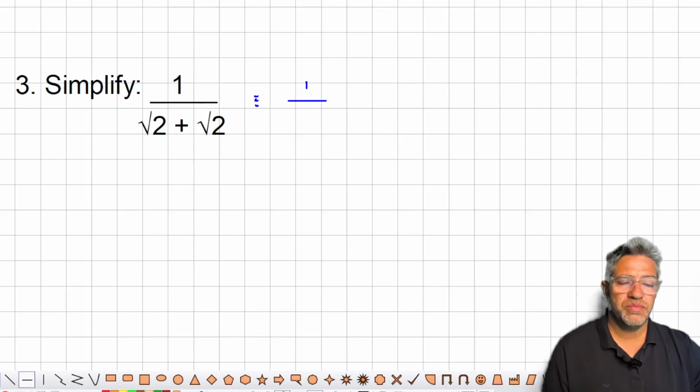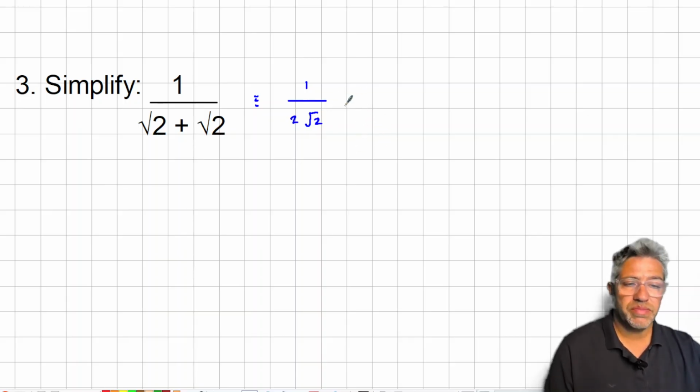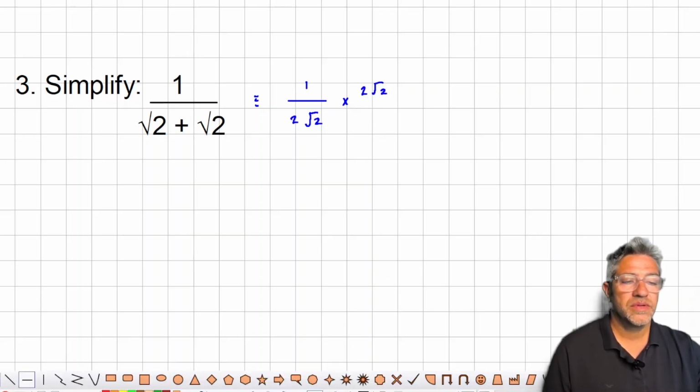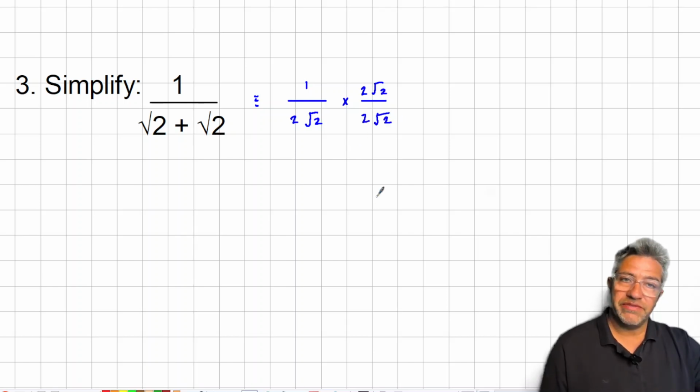1 over root 2 plus root 2. Well, that's the same as writing 1 over 2 root 2. To simplify, to rationalise, I multiply by the conjugate over itself. So 2 root 2 over 2 root 2. I know it's a bit of a hack, but you'll note there's no symbol here for me to flip. So it is the same, the conjugate over itself.